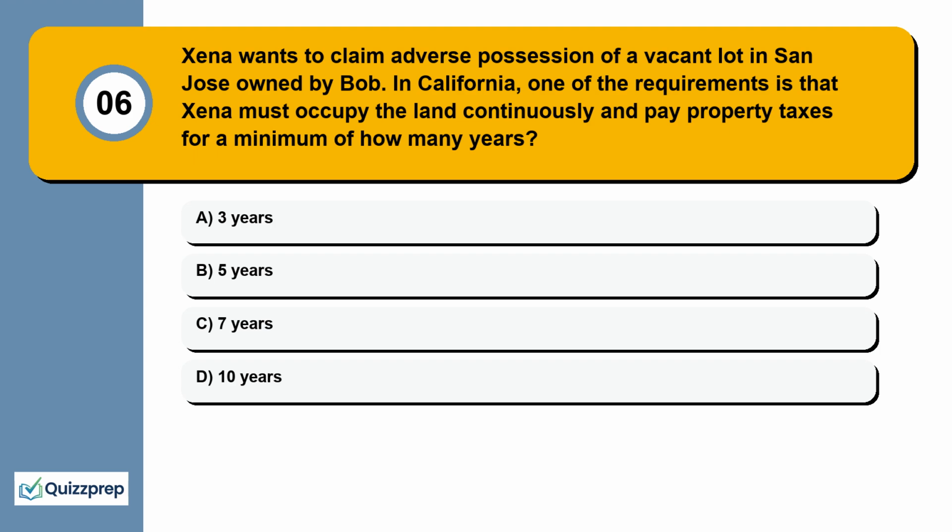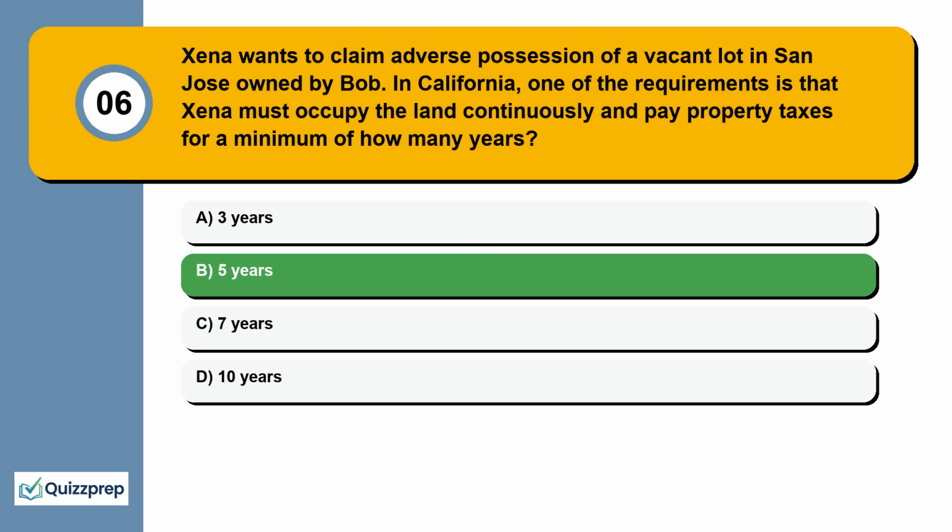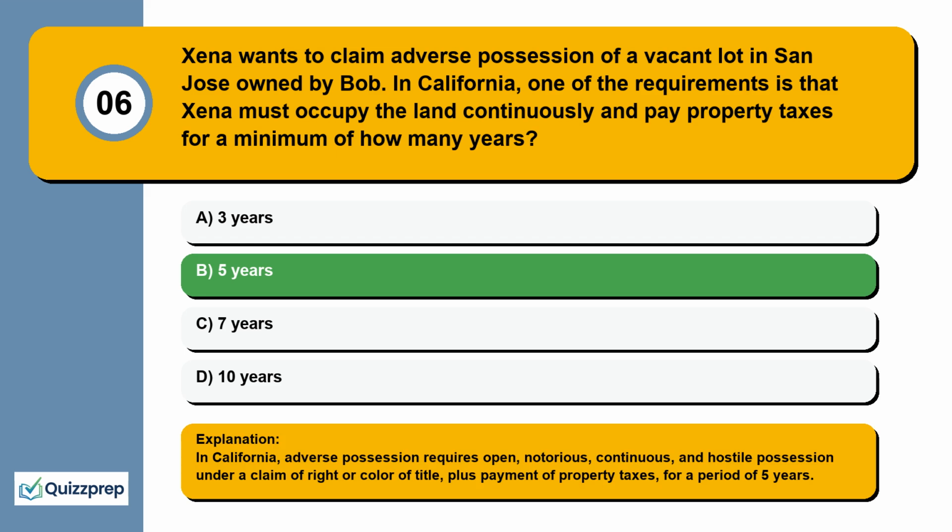Question 6. Zena wants to claim adverse possession of a vacant lot in San Jose owned by Bob. In California, one of the requirements is that Zena must occupy the land continuously and pay property taxes for a minimum of how many years? 3 years, 5 years, 7 years, 10 years. In California, adverse possession requires open, notorious, continuous, and hostile possession under a claim of right or color of title, plus payment of property taxes, for a period of 5 years.